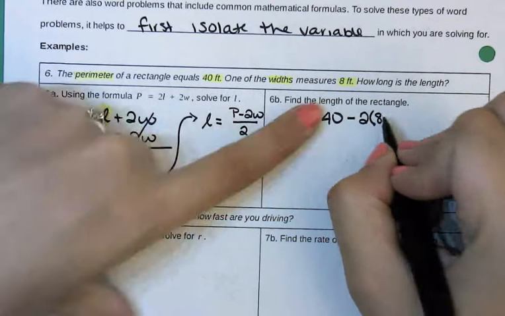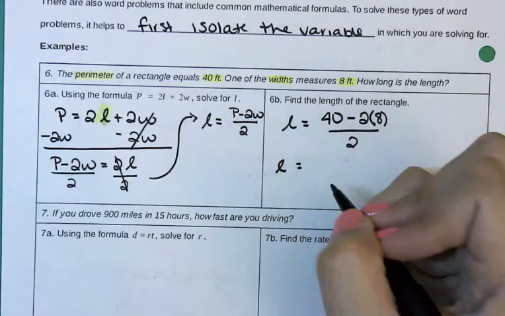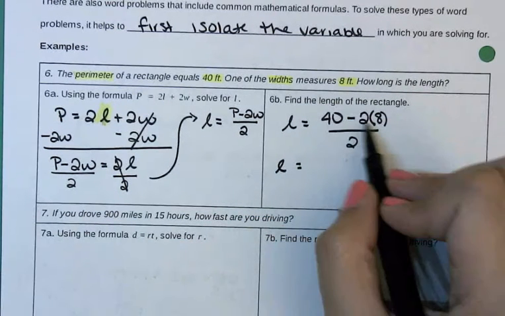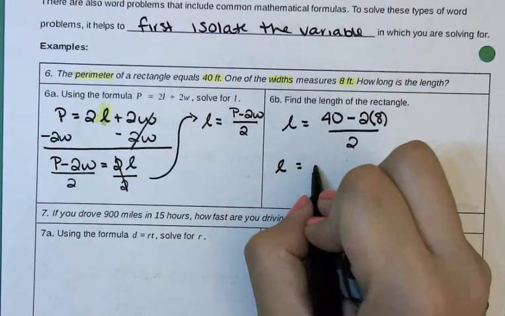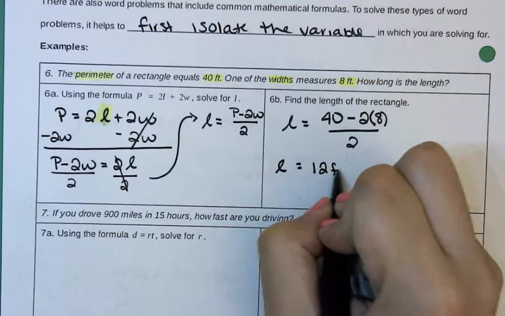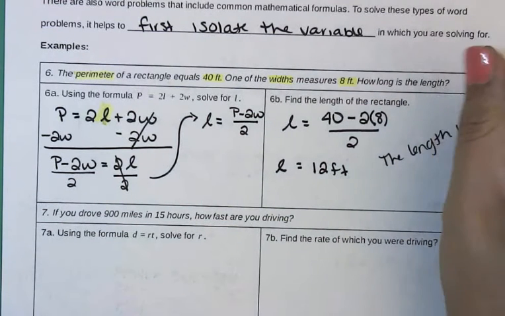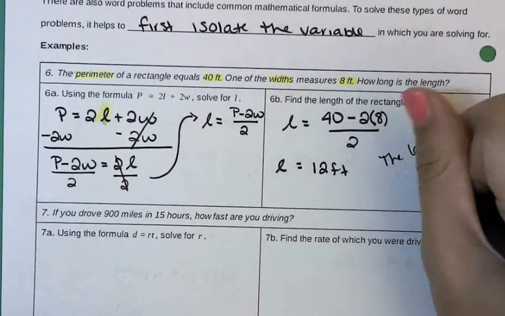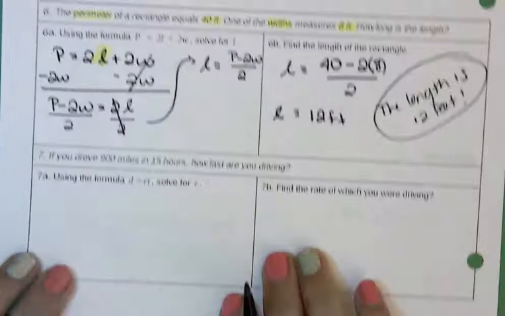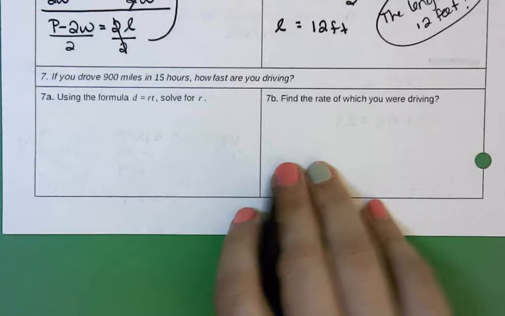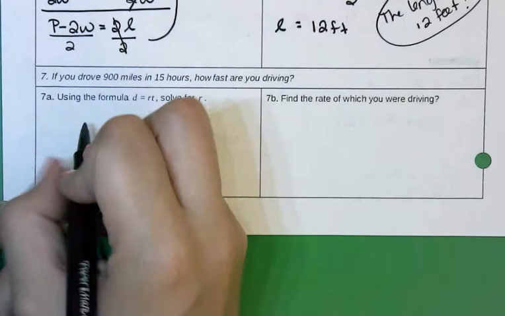So again, I want you to try number 7 all by yourself, so pause the video here. And now you should have, solving for R, that R equals D divided by T. And plugging in for rate, you'd have R equals distance of 900 miles over 15 hours. So your rate should be 60 miles per hour.